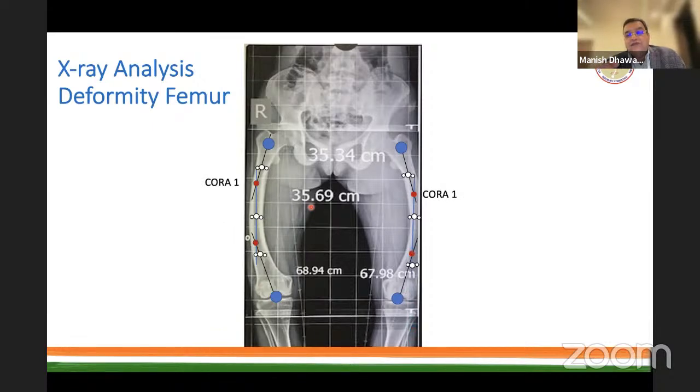So now if you start correcting the deformity at each CORA, it becomes very difficult because your assembly of the Ilizarov or Taylor Spatial Frame will become very cumbersome. So to make it easy, if you do a corticotomy at any place in the resultant anatomical axis line, the bone will get straight. So this is one of the examples of how anatomical axis planning can really help us.